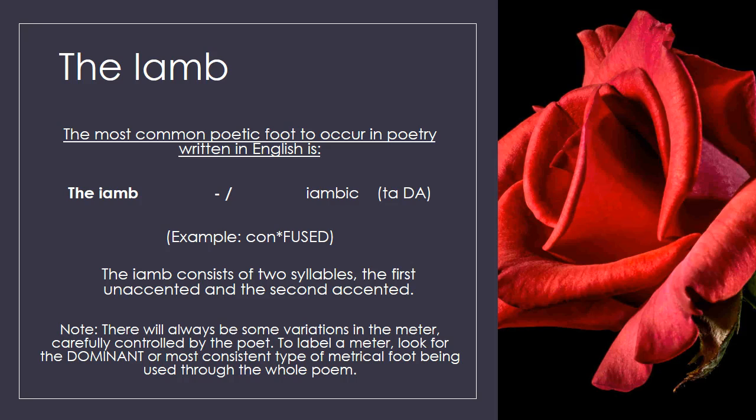It's a good idea to pause right here to note that there will always be some variations in the meter of a poem, usually, we hope, carefully controlled by the poet. So to label a meter, what we're looking for is the dominant or most consistent type of metrical foot being used throughout the whole poem. We'll come back to that idea in a future screencast.